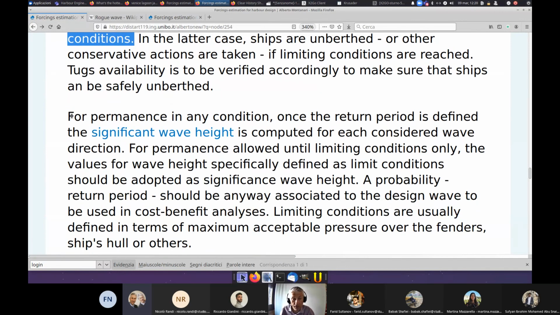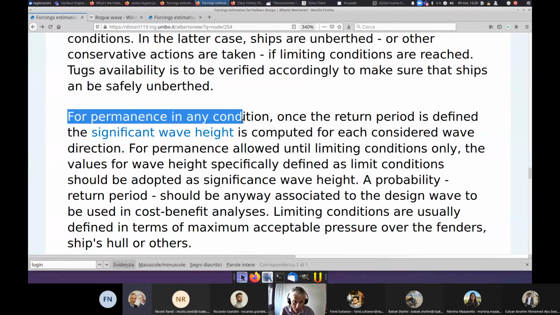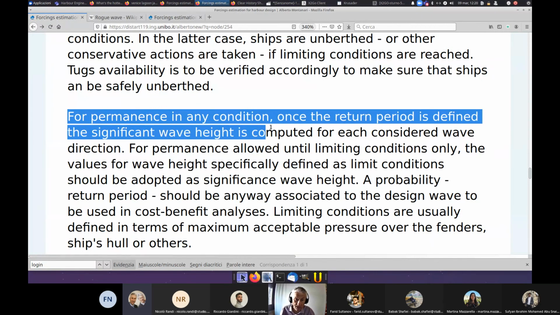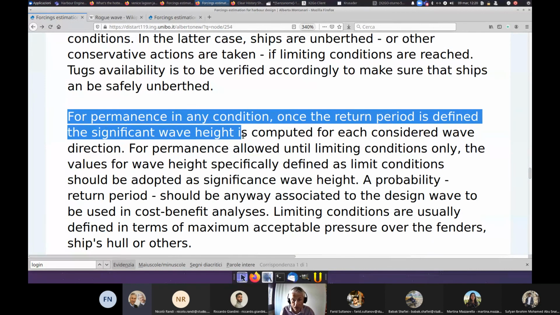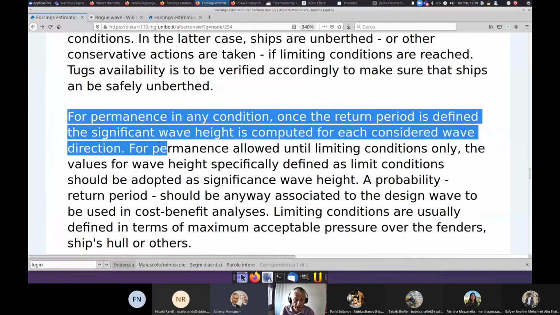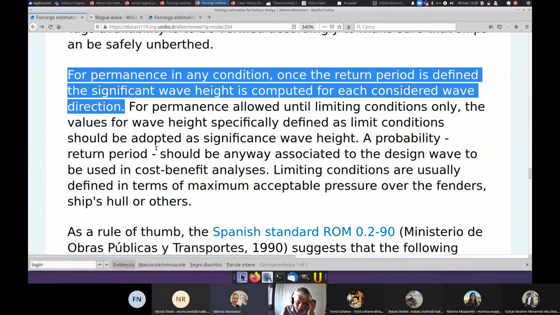And if you have instead the need to ensure permanence in any condition, then once the return period is defined, the significant wave height is computed for each considered wave direction. And I think this is something that you already know, so I'm not giving any more detail.